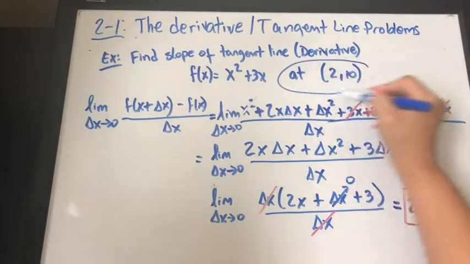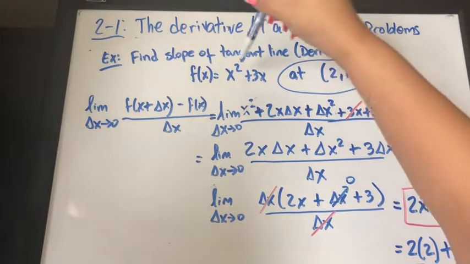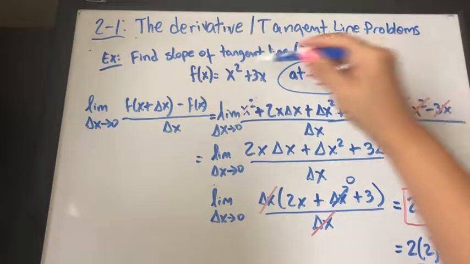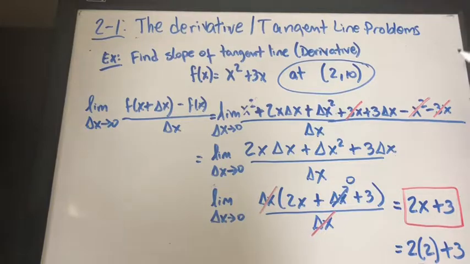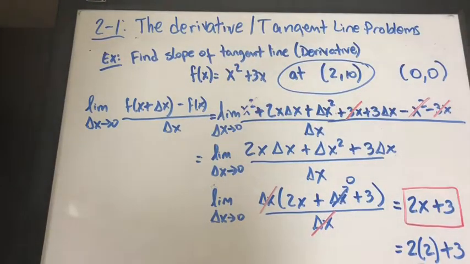Since the problem was to find the derivative at the point 2, now we're ready to plug in 2. So if we need to find the derivative at 2, then you would say, well, 2 times 2 plus 3 will give us 7. So the derivative of the parabola 2x squared plus 3x at the point 2 is 7. But the derivative function is 2x plus 3. So what if I change this and say, I would like to know what the derivative of this function is at the origin, 0, 0, because if you plug in 0, your y would also be 0. Then your answer here would be 2 times 0, 0, plus 3, 3.